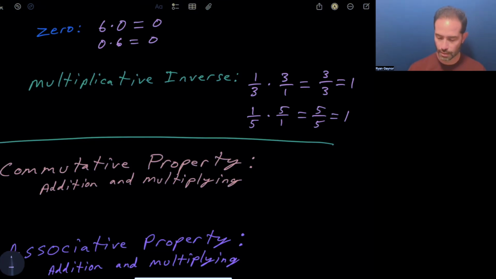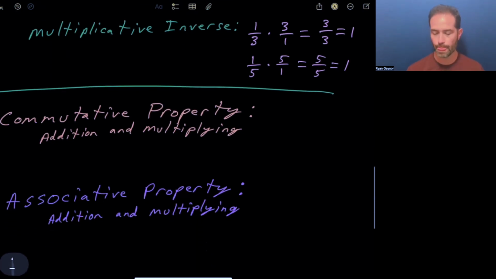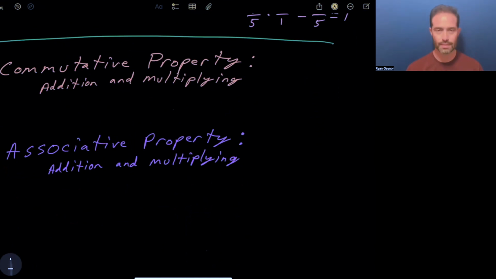Okay. Here we go. We're almost done with the properties. So here we go for properties of numbers, commutative property. Now, I've been tutoring for a long time, and what I've noticed is that this word gets jumbled up all the time. So it's not commutative, it's commutative. Commutative property. And we're talking about it for addition and multiplying. All right, so what does it mean? Well, it means that the order in which you add or multiply literally does not matter.